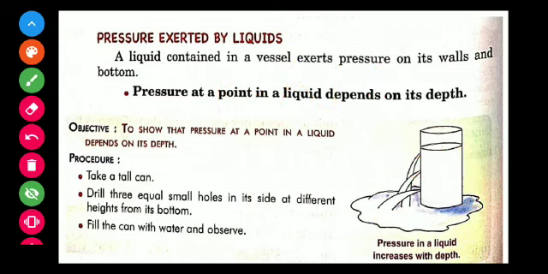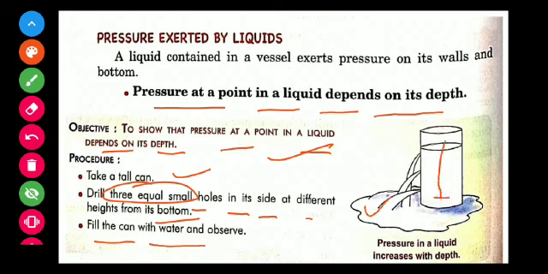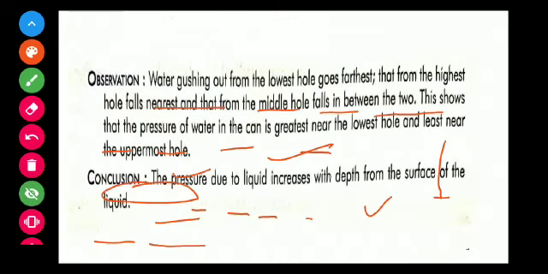The pressure at a point in a liquid depends on its depth, and this is an experiment to show that the pressure at a point in a liquid depends on the depth. Take a tall can, drill 3 equal and small holes in its side at different heights. 3 equal holes means the area in each case is the same. Fill the can with water and observe. What do you observe? The pressure at the point with the greater depth is greater as compared to the other points.